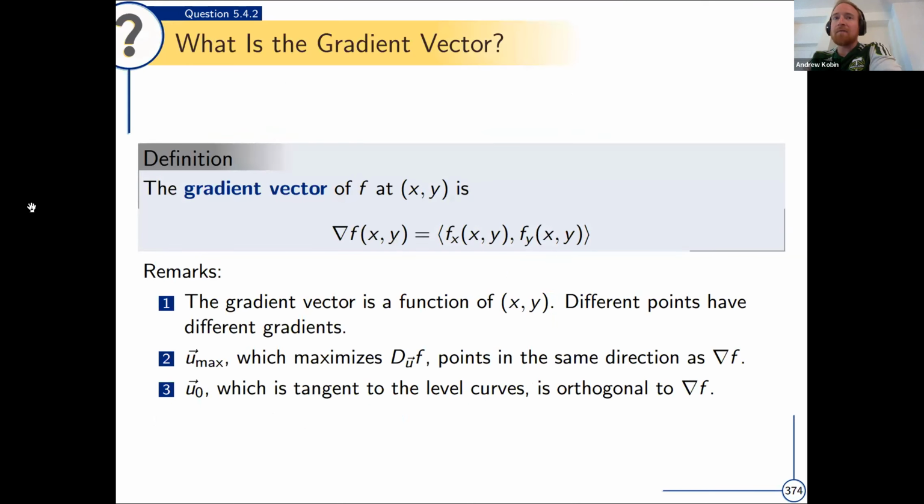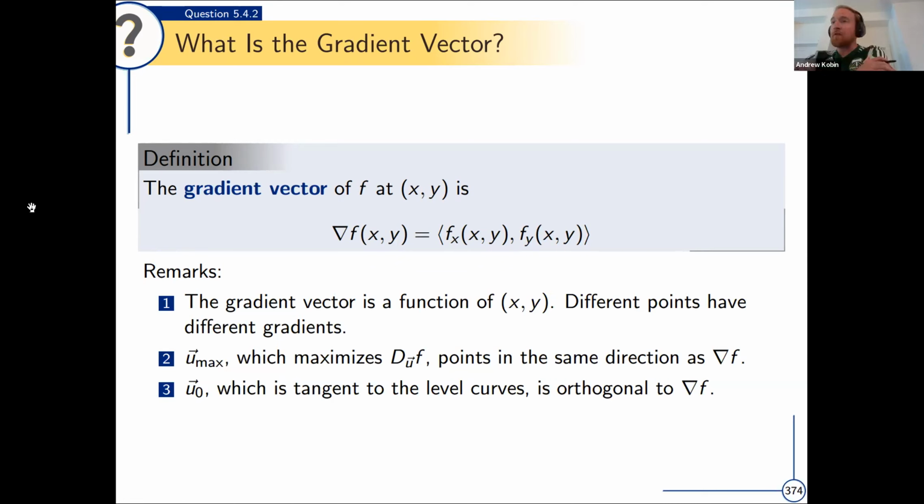And I'm going to give these just as facts. There's actually some math involved in verifying all of these things, since we're going to start with the following definition of the gradient vector, and then the following remarks will be facts about the gradient vector that I'm not going to prove in this lecture, but you can look up yourself.